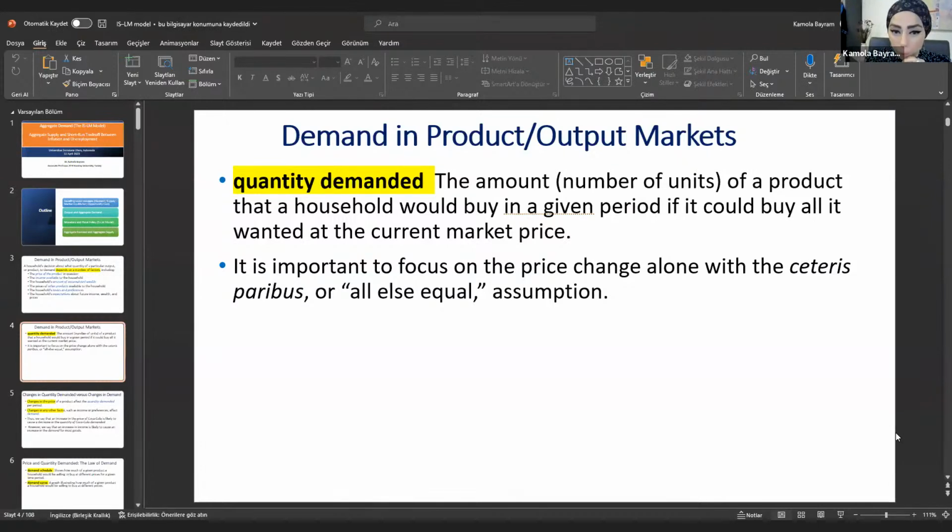Then it is important to focus on the price change along with the ceteris paribus. Ceteris paribus is one of the concepts you have learned in the first of your classes, which means all things being equal. Because economics is a science, yes, but you cannot include all factors.